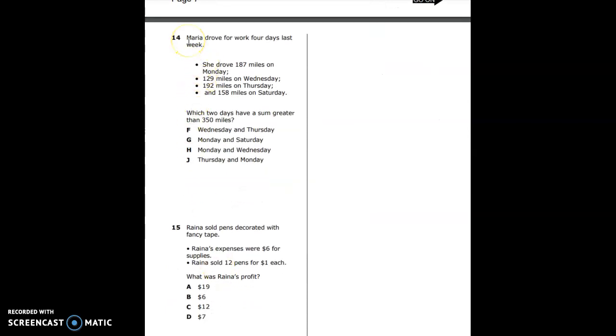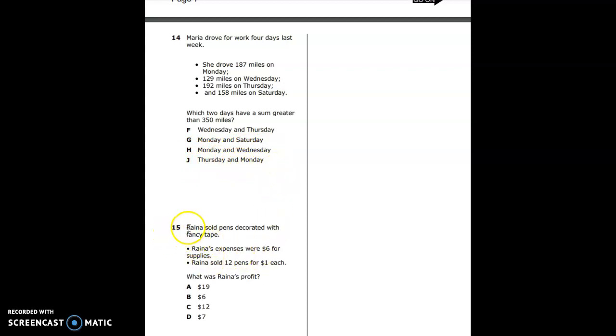Number 14. Maria drove for work 4 days last week. She drove 187 miles on Monday, 129 miles on Wednesday, 190 miles on Thursday, and 158 miles on Saturday. Which 2 days have a sum greater than 350 miles? F. Wednesday and Thursday. G. Monday and Saturday. H. Monday and Wednesday. J. Thursday and Monday.